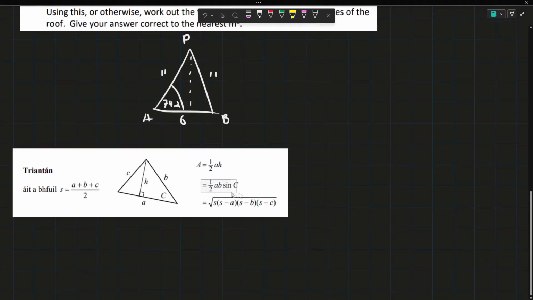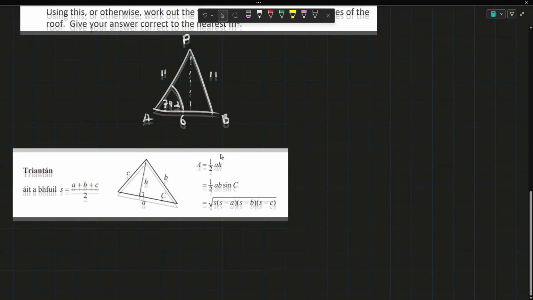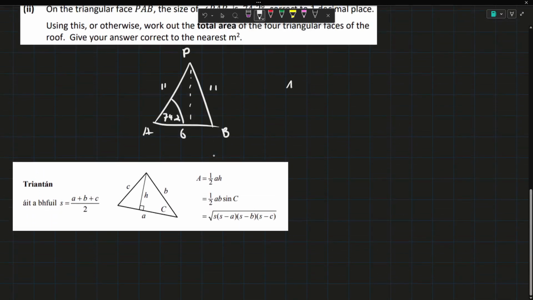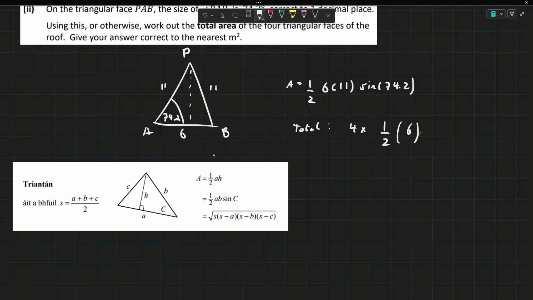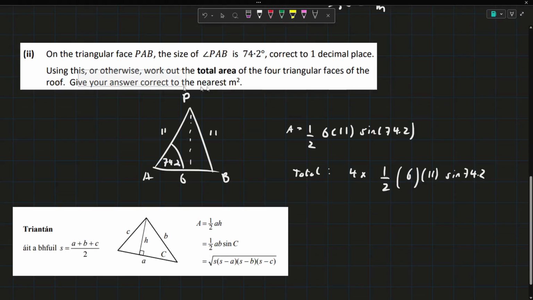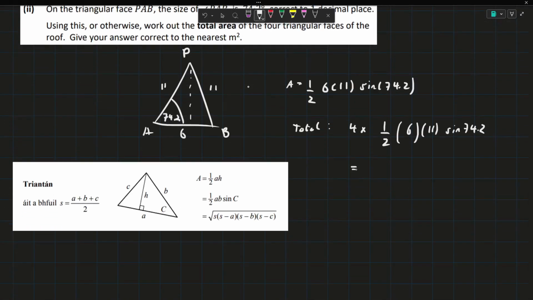Or you can just use the formula a half ab sine C, and it's important that the angle C is in between the a and the b, according to this diagram. So the area will be equal to a half times 6 times 11 times sine of 74.2. To get the total, we multiply by 4. So it'll be 4 times a half times 6 times 11 times sine of 74.2, and you can multiply all those together to get the total area. When you give it to the closest square meter, you should get 127, and give your unit as meters squared.